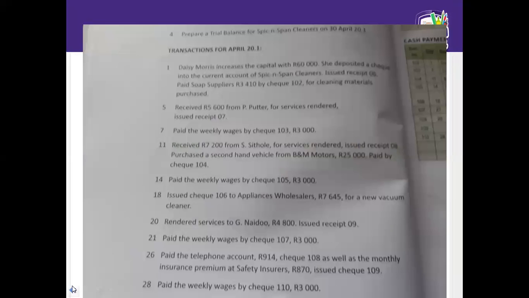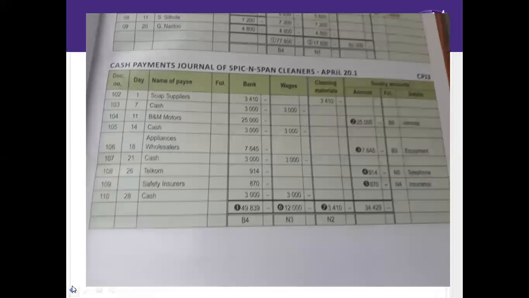Right, then we move to the 7th. Paid the weekly wages by check 103, 3,000 Rand. Again, you pay something. If you pay something, it must go to the CPJ. Right, so remember, it's wages. Remember, it's check 103 for 3,000 Rand. So in the CPJ, there you see on the 7th, check 103.